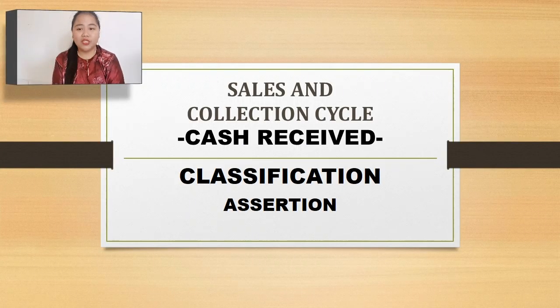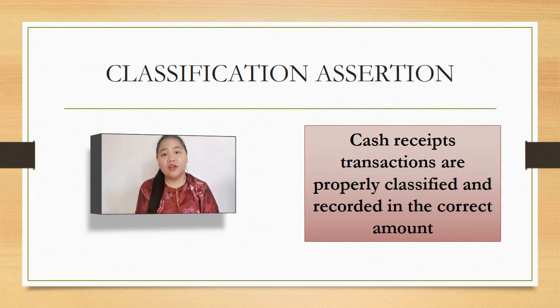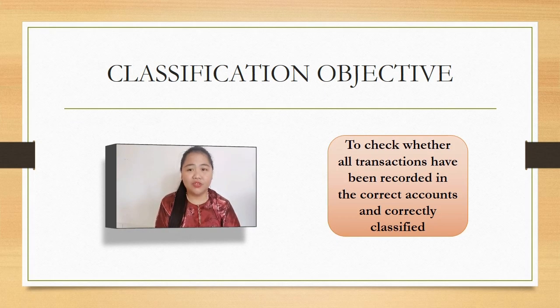Now we go to the classification assertion for the cash received. For this classification assertion, the cash received transactions are properly classified and recorded in the correct amounts. Now we go to the classification objective, which is to check whether all transactions have been recorded in the correct accounts and correctly classified.